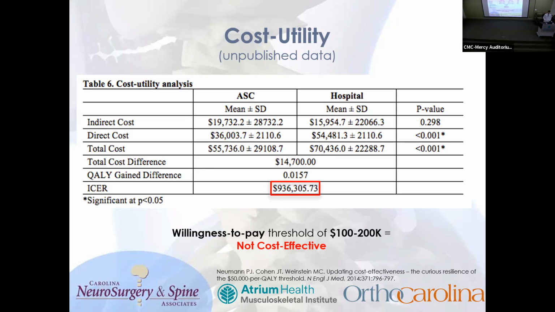Direct costs significantly different due to those increased facility fees in the hospital setting, which gives you a pretty significant total cost difference, almost $15,000. Again, even though there was a very small quality adjusted life year gain difference favoring the inpatient cohort, when you compare that to the significant cost difference, you get an incremental cost effectiveness ratio of almost $1 million, which is very not cost effective.